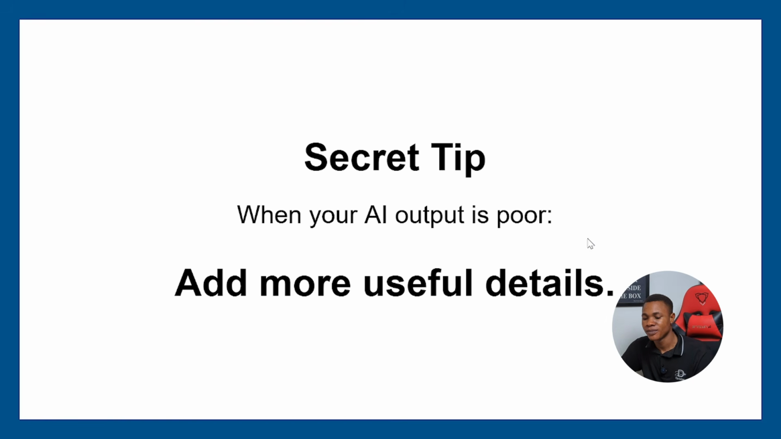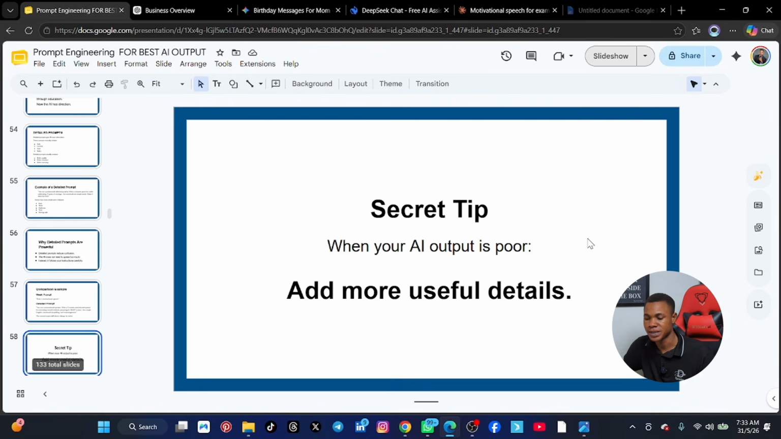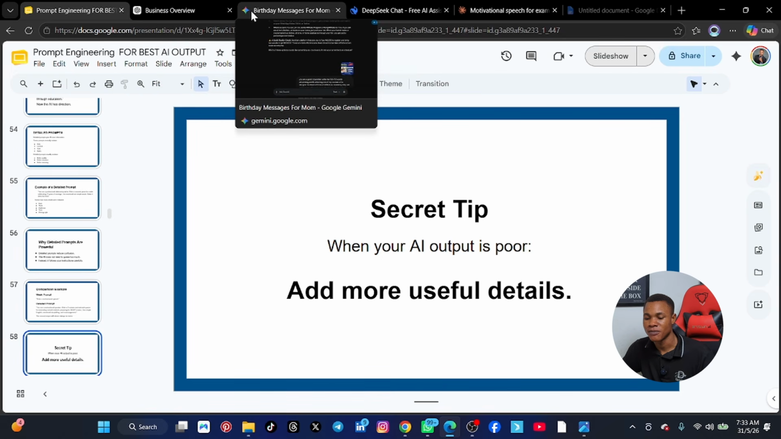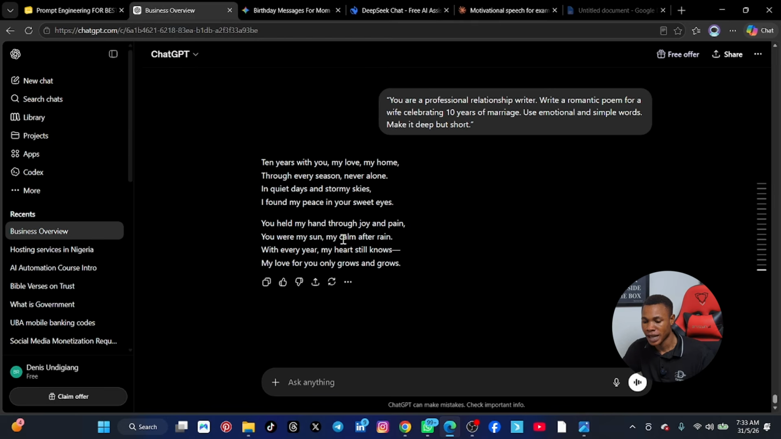Now, the secret tip: when your AI output is poor, add more useful details. Now let's practice this, please. Add more useful details. Now let's come to ChatGPT. Of course, you can see that it gives this point. Now let's use this particular prompt and continue. So you can say 10 years with you, my love, my all that.